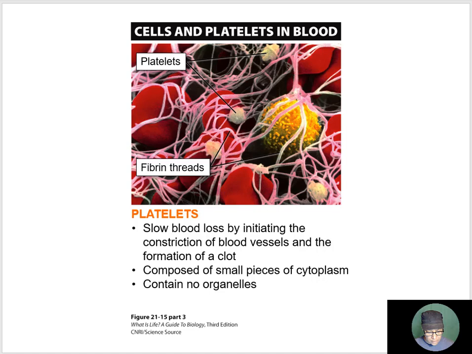So platelets, these are sort of the heroes of the body. They're very small. As you can see, here's a red blood cell for comparison. Here's a very small platelet. These are all fibrin threads making up a clot. And so platelets actually help us clot. They slow blood loss by initiating the constriction of blood vessels and the formation of a clot. They can help to release some histamine to kind of get things going. They're composed of small pieces of cytoplasm. They contain no organelles, and they are extremely important because if you didn't clot, that means one little paper cut, you would bleed to death. And so platelets are very, very important.